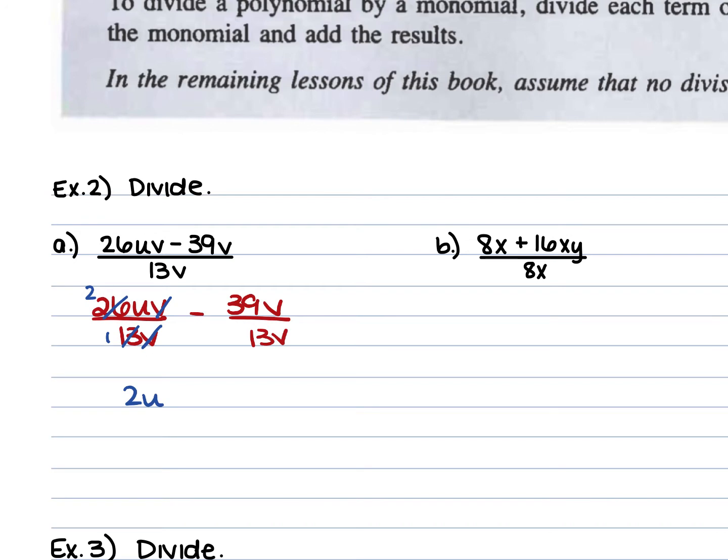For your next fraction, you have that 39v over 13v. 13 goes into 39 three times, and v over v cancels out, so it's just 2u minus 3.